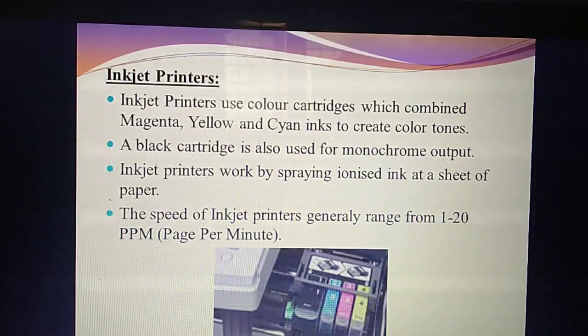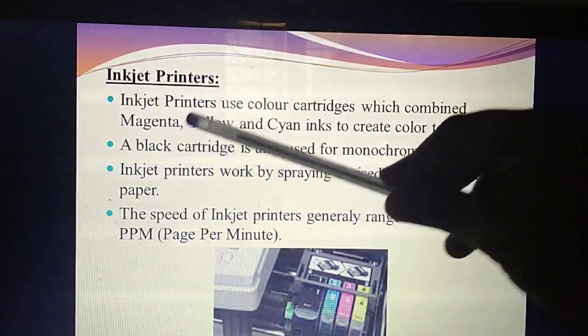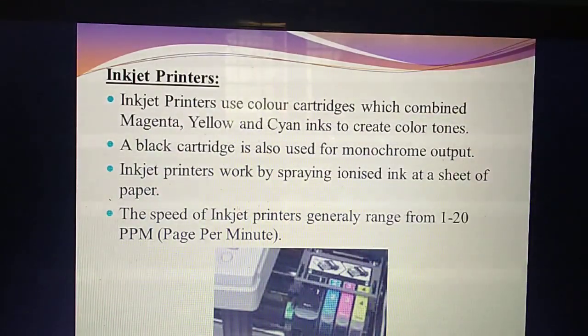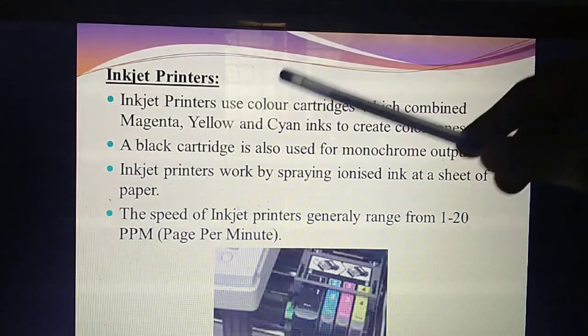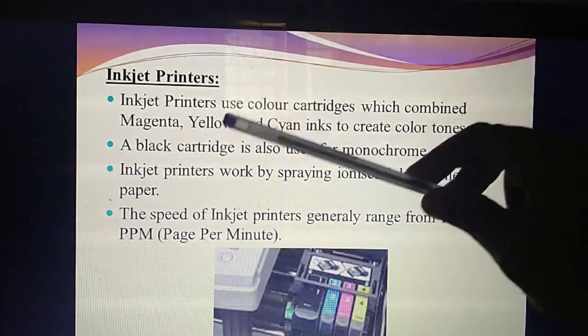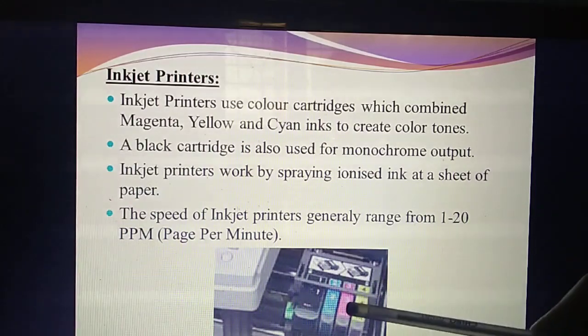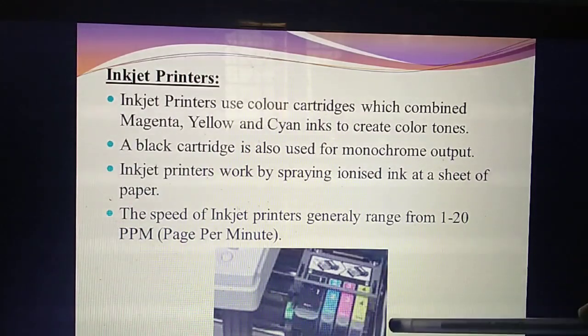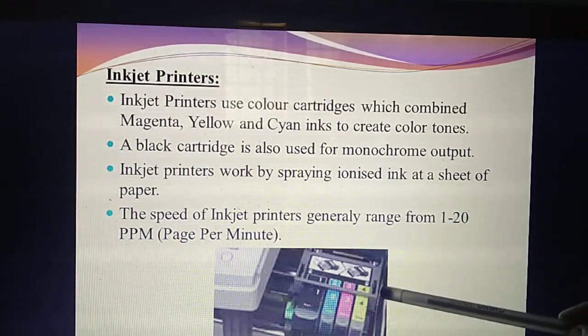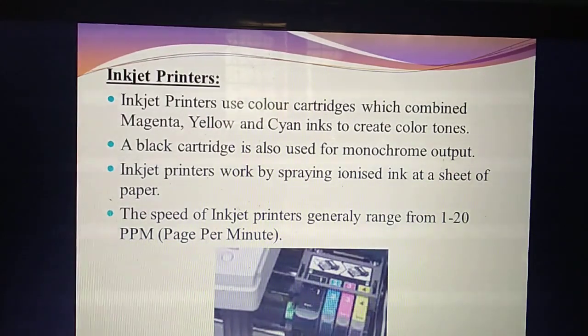Okay, so what is the color combination? Magenta, yellow and cyan. In the bottom, one more question: what color cartridge is present inside an inkjet printer? What's the color combination? Magenta, yellow and cyan inks. See this diagram, then only you can understand. So three kinds of color inks are present inside. Color tones are present inside which printer? Inkjet printer. Black ink is also there.